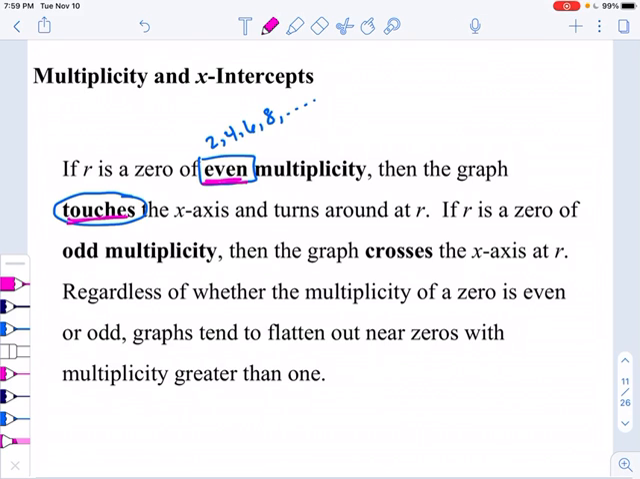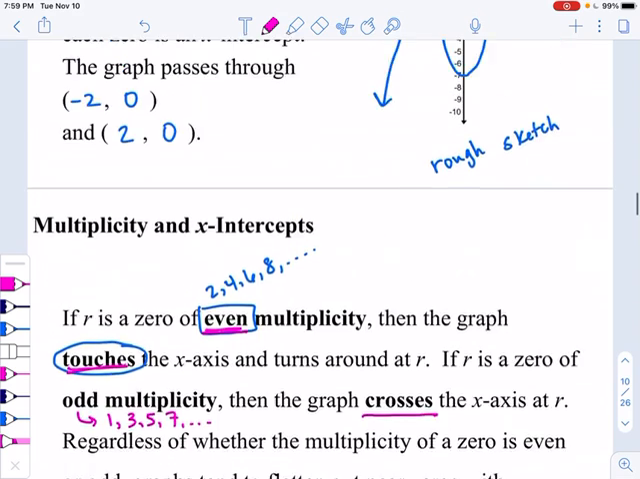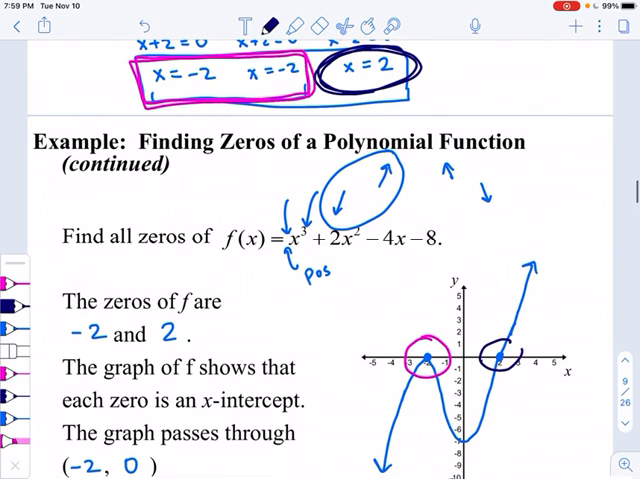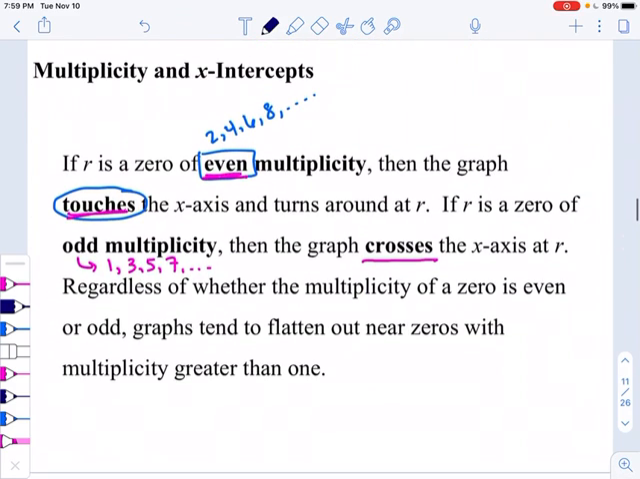Then it continues and says if r is a 0 of odd multiplicity, meaning we have 1 of them, 3 of them, 5 of them, 7 of them, etc., then the graph crosses the x-axis. Now again, if I go back up here and take a look, we said that x equals 2. We had one of those pieces. What happened at the positive 2? It went through. So if you have an even multiplicity, it's going to touch and turn around. If you have odd multiplicity, it's going to go through that intercept, right? So it says that it crosses the x-axis at r.